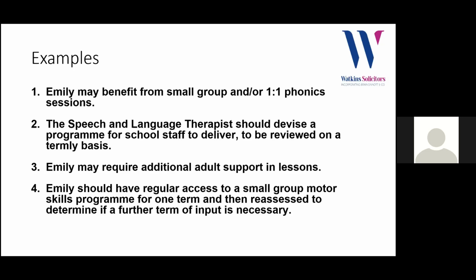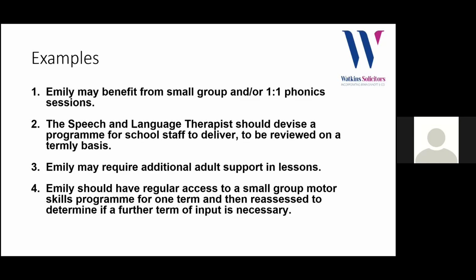So Emily should have regular access to a small group motor skills program for 1 term, and then reassess to determine if a further term of input is necessary. So regular, what is regular? Well, regular can mean all sorts of things to different people. Regular might mean once a day, twice a day, once a week, once a fortnight, once a month. Who knows what regular is? Access means might happen, might not. Small group, what's the small group? How big? And what is this motor skills program?